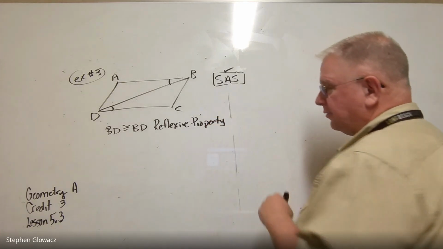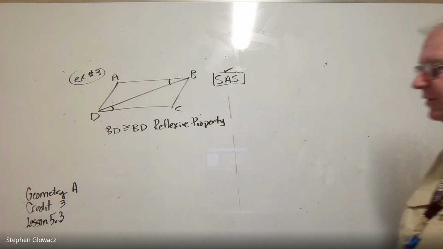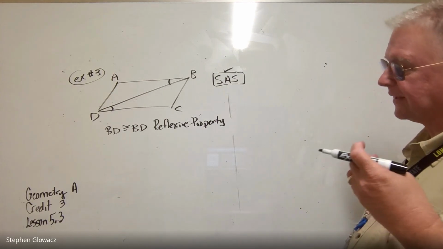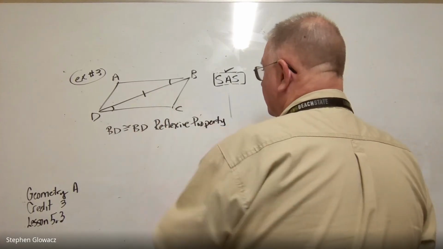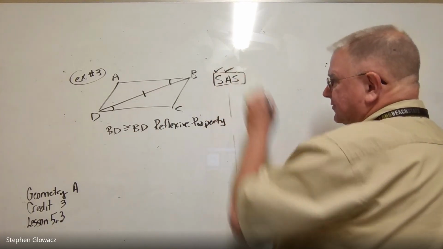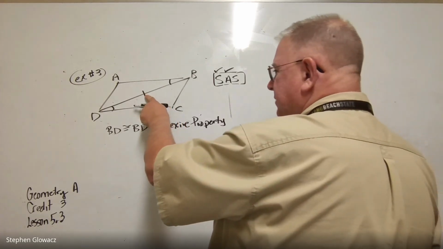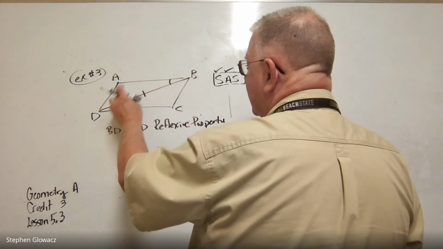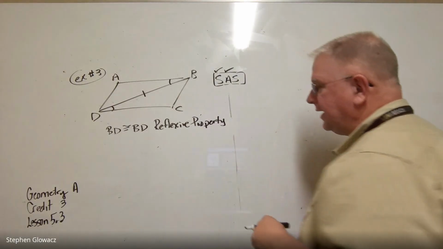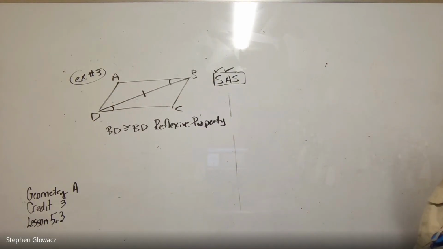When something is equal to itself, even though that's pretty obvious, we still have to state it and give a justification for it. So BD is congruent to itself, so we do have a pair of sides. Even though it doesn't look like a pair of sides, it is, because remember, BD is part of both triangles. So that's not our final answer.